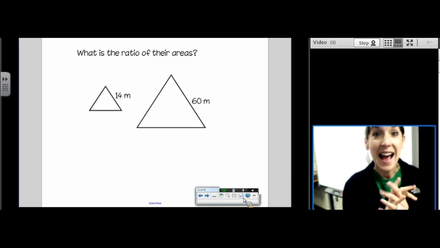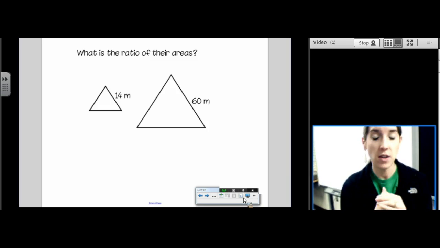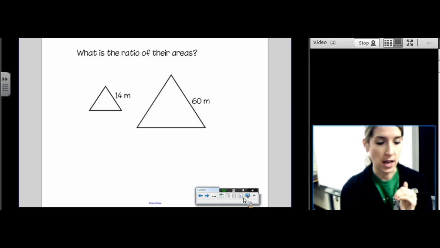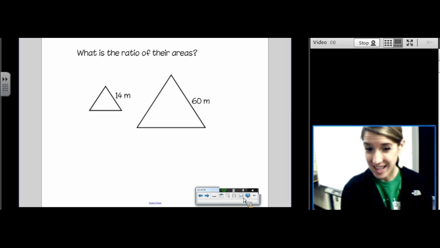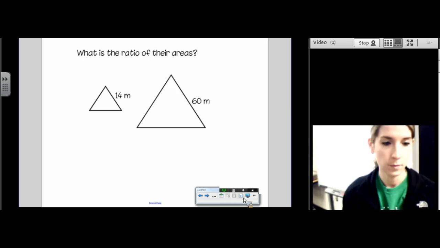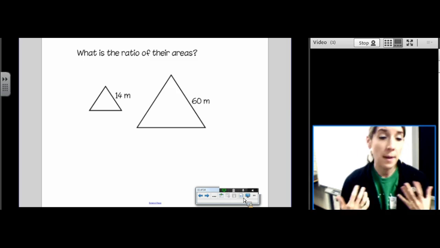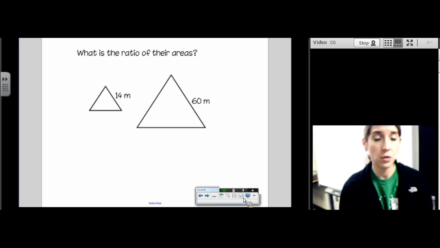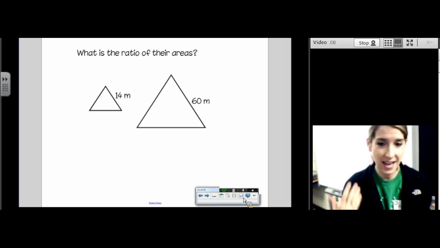This was the last lesson that we taught. It might have been the one that you've practiced with the least. What's the ratio of their areas? I gave you the sides, and I want the ratio of the areas. Go. So what I recommend on this problem is you can write the ratio, but then I would reduce it, and then I would square it.